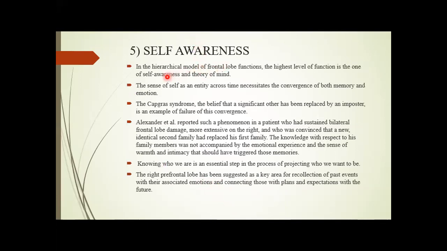Fifth is self-awareness. In the hierarchical model of frontal lobe functions, the highest level of function is the one of self-awareness and theory of mind. The sense of self as an entity across time necessitates the convergence of both memory and emotion. The Capgras syndrome, the belief that a significant other has been replaced by an imposter, is an example of failure of this convergence.